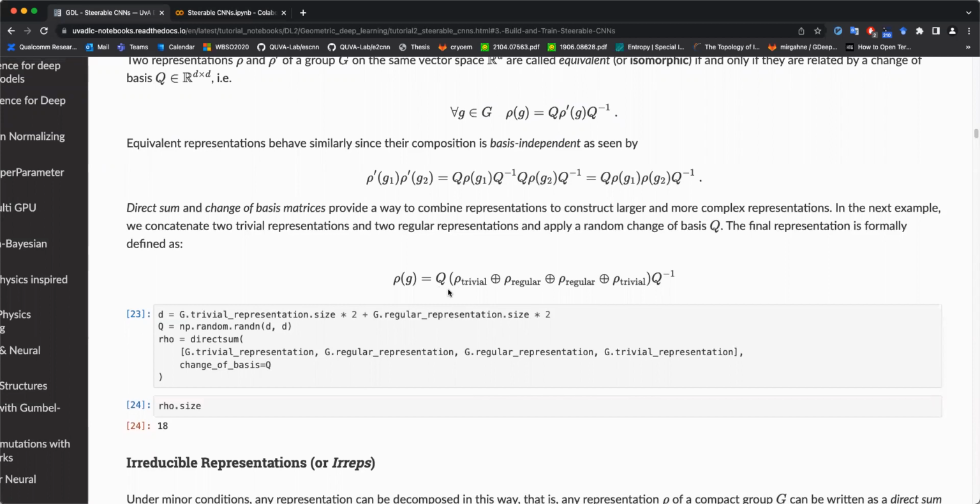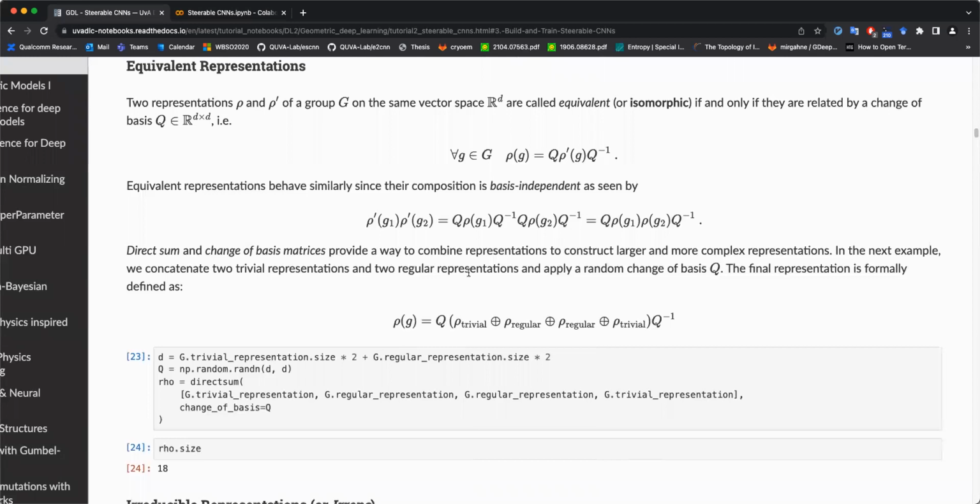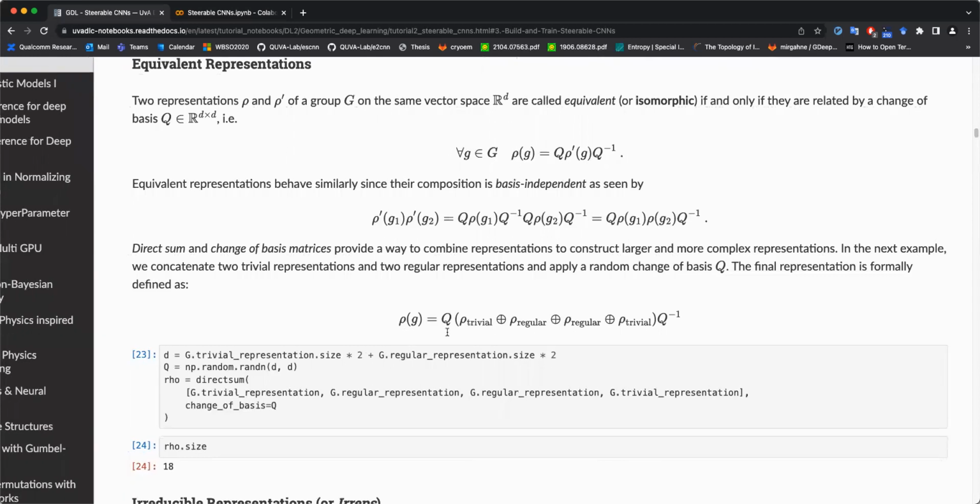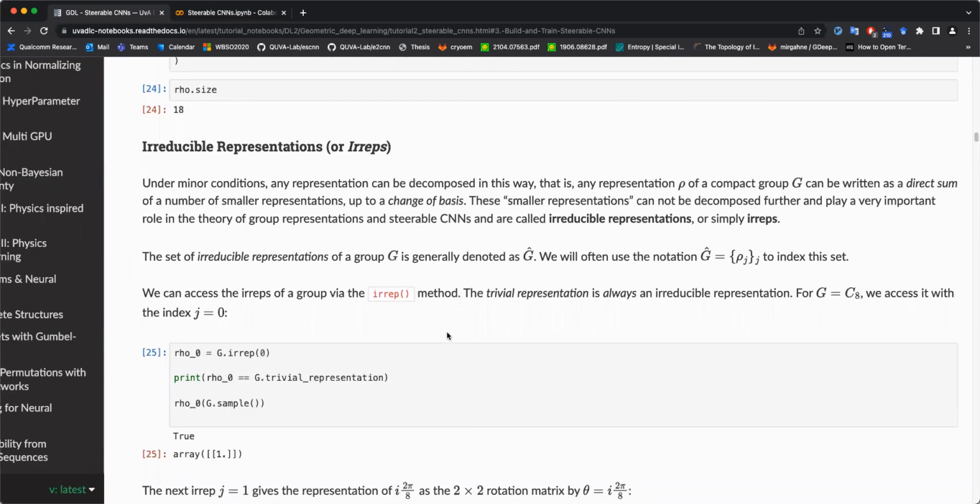Why would we want to build something out of trivial representations? Yeah, that's a good question. We are going to see that in a second. It's not really common to start from many trivial representations to build something bigger, because it might not be really interesting. It's more interesting to do the opposite. So you start from a big complex representation, and you try to see if it decomposes into smaller representations once you find the right change of basis. This is the topic of the next section, and I'm going to talk about irreducible representations.